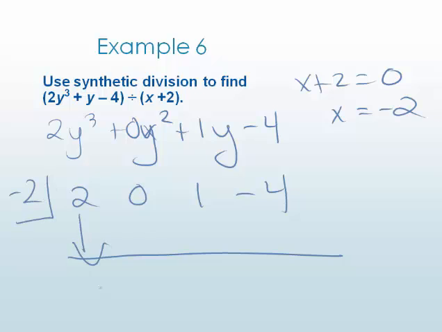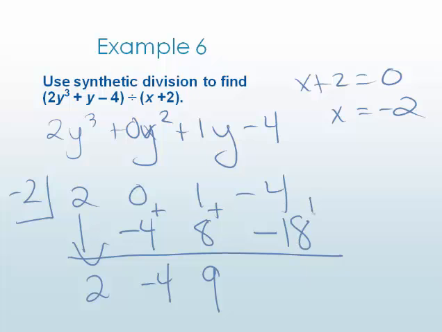I drop the first one, and I multiply on the outside. And I add down: 8, add down, 9, negative 18, add down, negative 22. So this one has a remainder. Again, we start with the coefficients. So this is going to be 2y squared, because it's 1 less than the original degree, plus 4y plus 9 minus 22. 22 is the remainder.